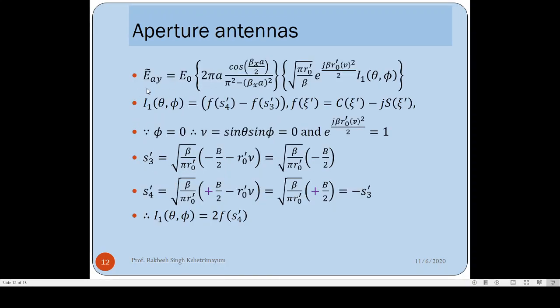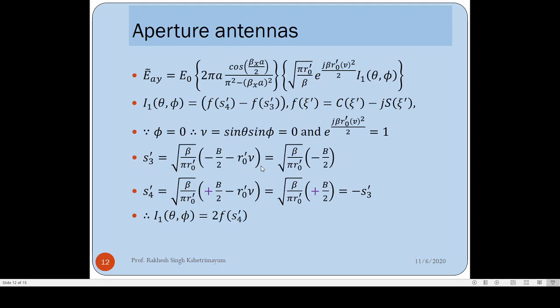Let us try to find it out. So in this case, phi is 0, so mu will become 0. If mu is 0, this exponential term will become 1. Even this, you have I1 theta comma phi, which is a function of S4 dash and S3 dash, where this function is dependent on the cosine and sine Fresnel integrals. What you can observe is that S3 dash and S4 dash for this particular case, when phi becomes 0, are actually related.